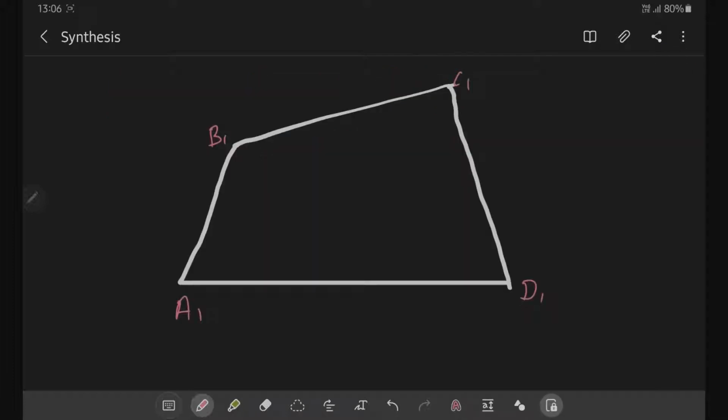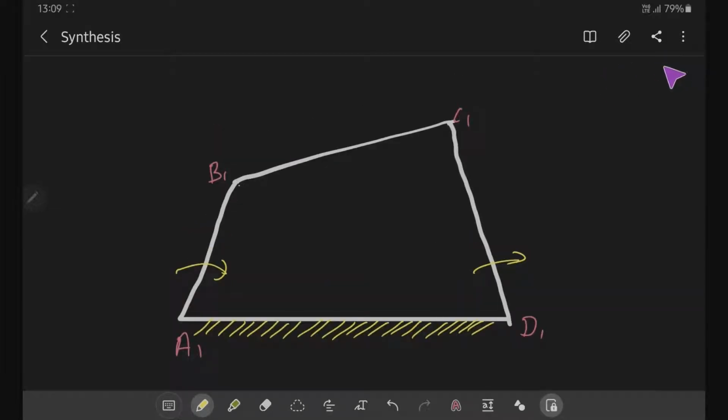Let us say this is our 4-bar mechanism a1, b1, c1, d1, where a1, d1 is fixed. So the crank can move like this, and this can also rotate like this, and the b1, c1 coupler link also has a degree of freedom. Now I am going to fix a rigid triangular plate to the coupler link b1, c1, and I am calling the point e1 the coupler point. Now let us give a small rotation to the crank, the crank a1, b1.